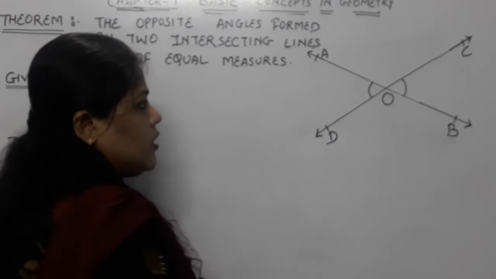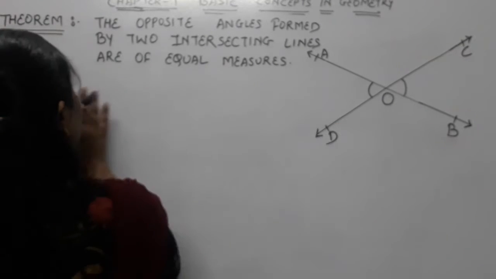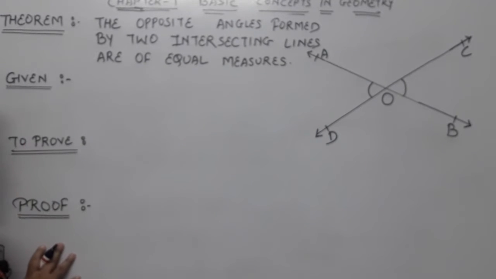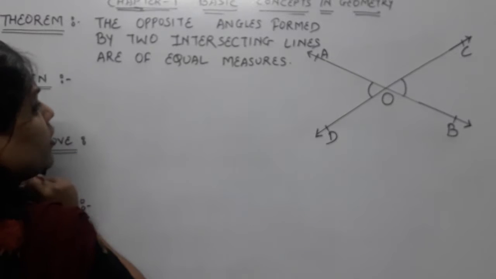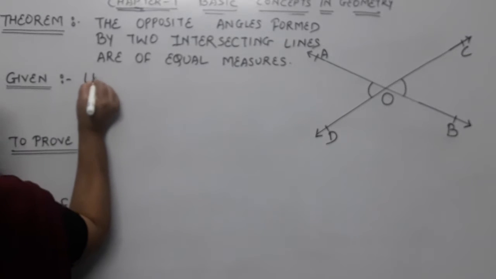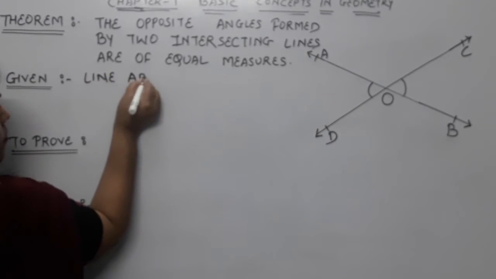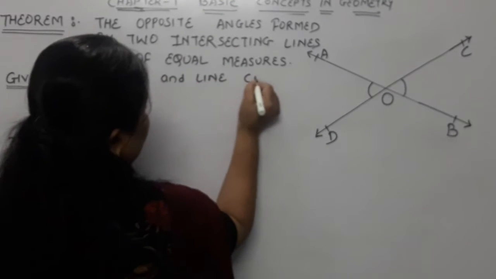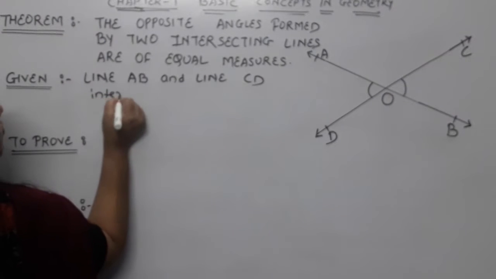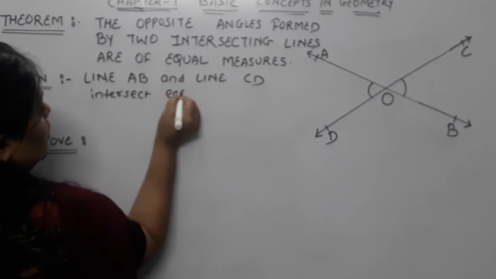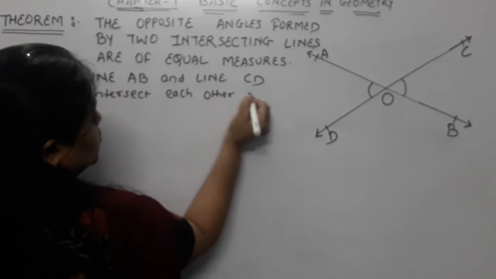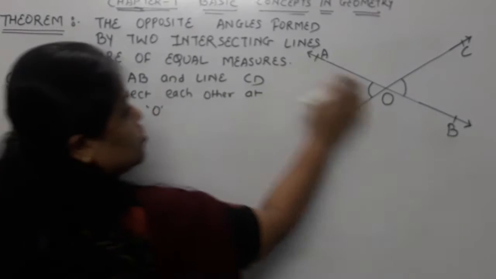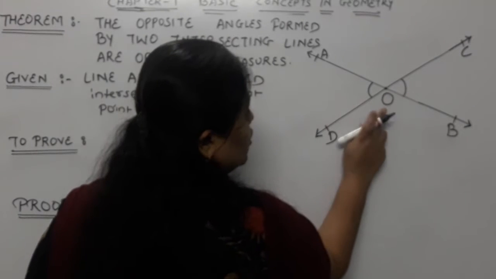See how. Now here, you have to always start with given, then to prove, and then we will write the proof part. So here, what is given to you? Line AB and line CD intersect each other at point O. These two lines are intersecting at point O.